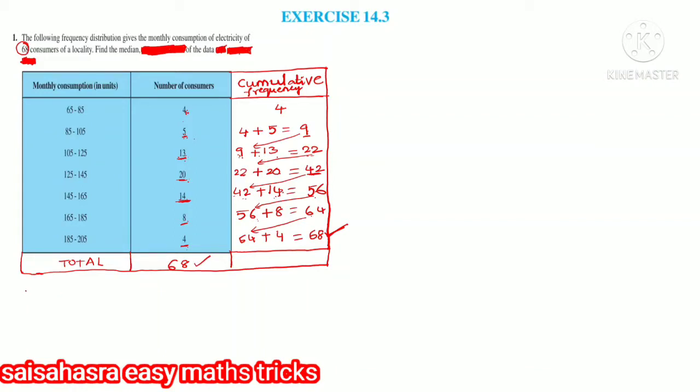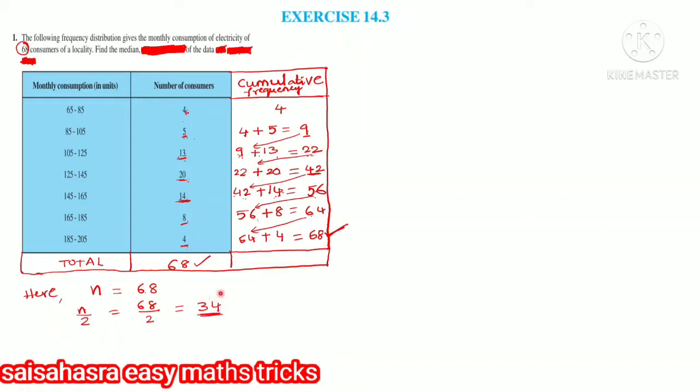Next, here, the total frequency, how much did we get? 68. That I am representing with the letter n. Here n is equal to 68. After finding n, you need to find n by 2. N by 2 means the n value 68 divided by 2. When you divide 68 by 2, you will get 34. This 34 is the deciding factor of the median class. So observe this number, 34.